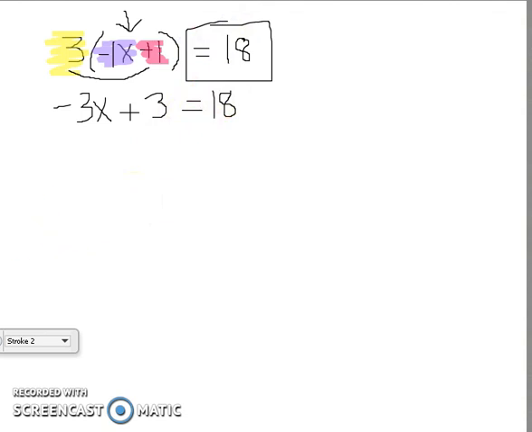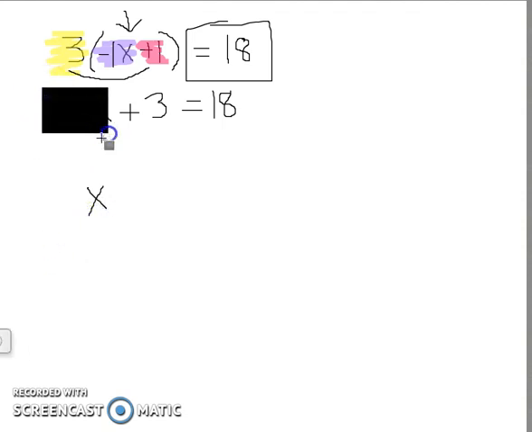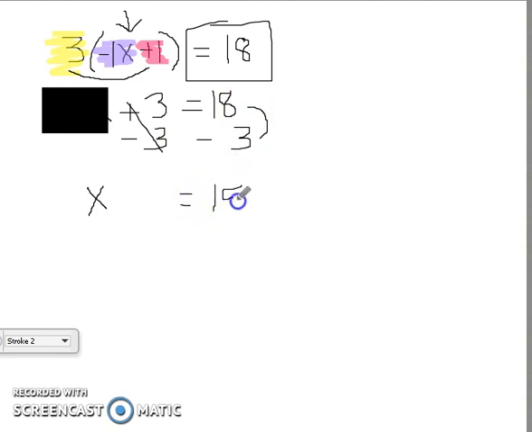So how do I solve for this? I want to solve for x. I am going to cover up the term with the x, and undo whatever is left on this side of the equal sign, this left side. A plus 3 means I have to take away 3 from both sides. Do the opposite of it.